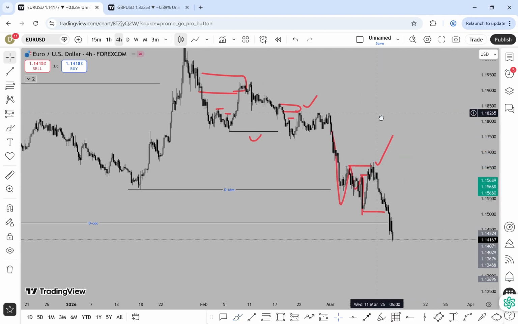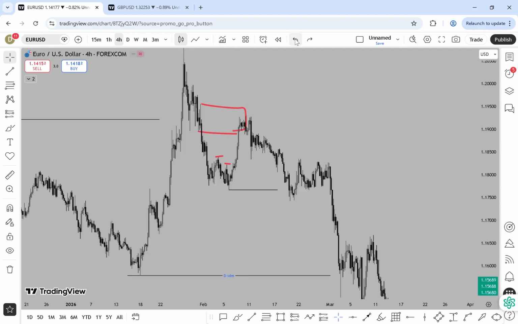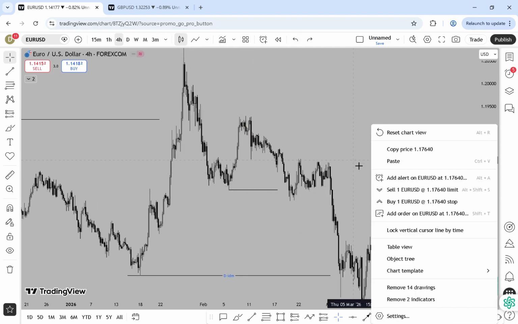So that's what they mean when they say less is more. You don't need to rush after the market. The market will present itself to you. So that's what I have on Euro USD. The markup has already been done, so you just need to understand the concept.